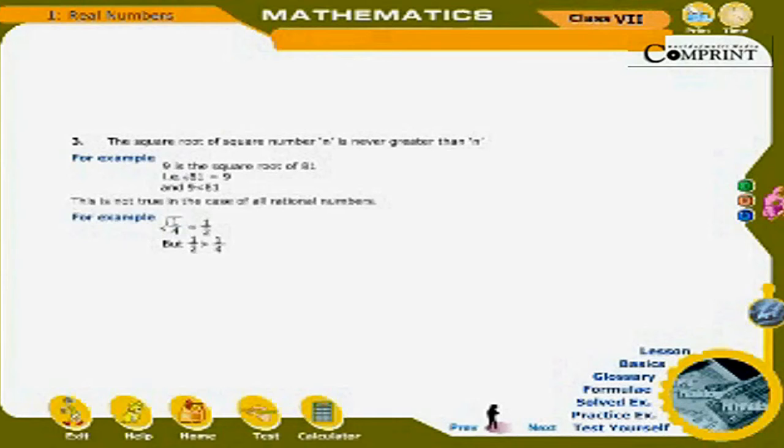3. The square root of a square number n is never greater than n. For example, 9 is the square root of 81, that is, under root 81 is equal to 9, and 9 is less than 81. This is not true in the case of all rational numbers. For example, under root 1 upon 4 is equal to 1 upon 2, but 1 upon 2 is greater than 1 upon 4.